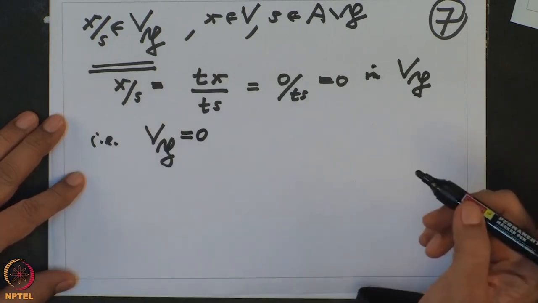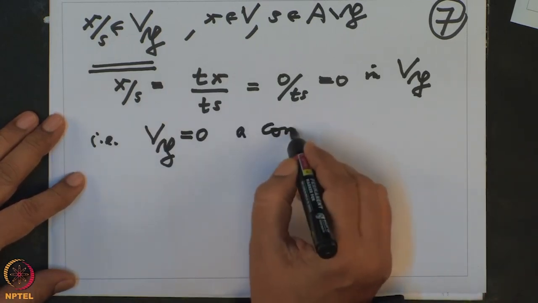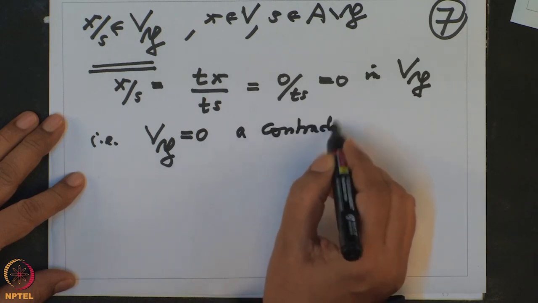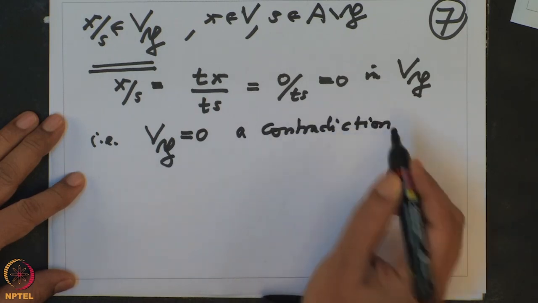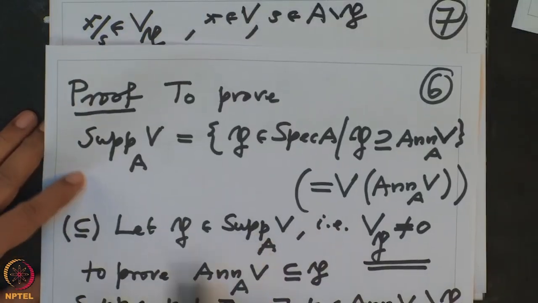But then that contradicts the fact that it is non-zero. Contradiction. So therefore we have proved this inclusion.